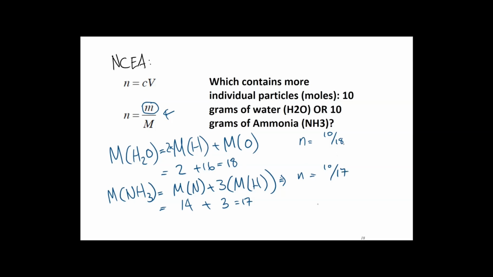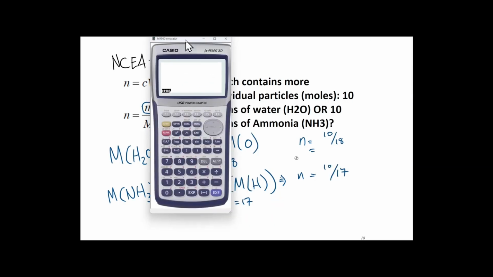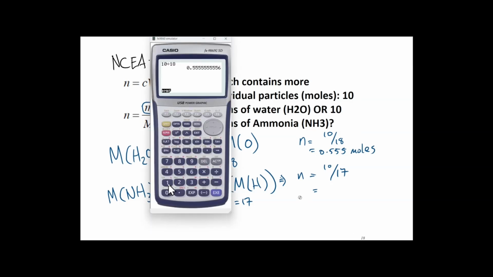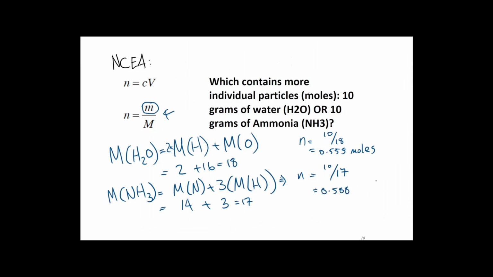So with this number, the higher the denominator, the lower the number. So let's actually work this out as a decimal. 10 divided by 18 is 0.555 recurring, and that's how many moles there are. And 10 divided by 17 is going to be a little bit more than that, 0.588 moles. So which contains more particles?